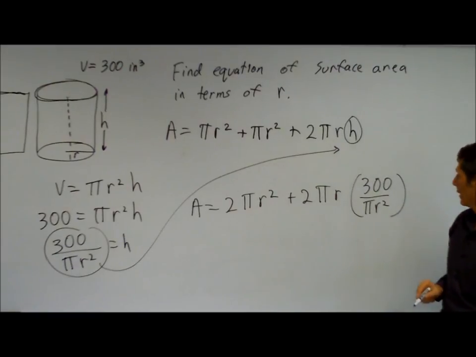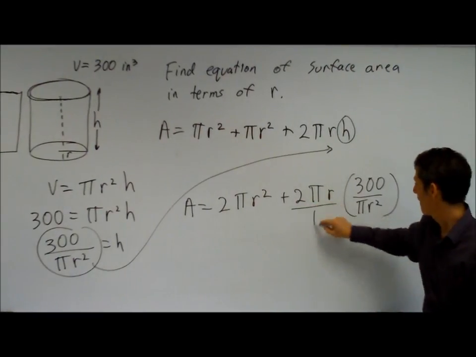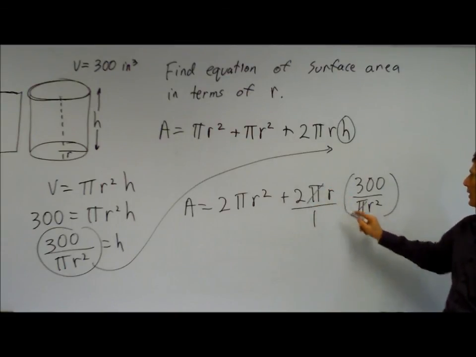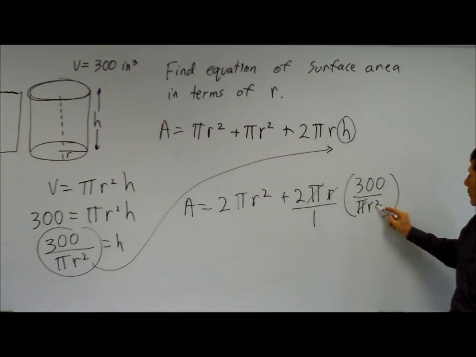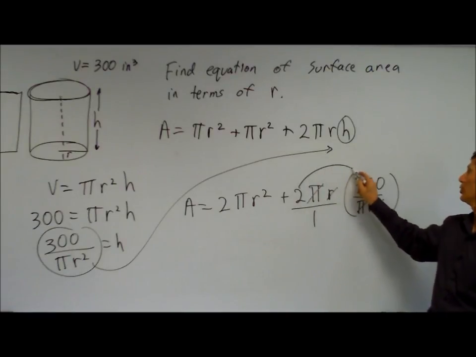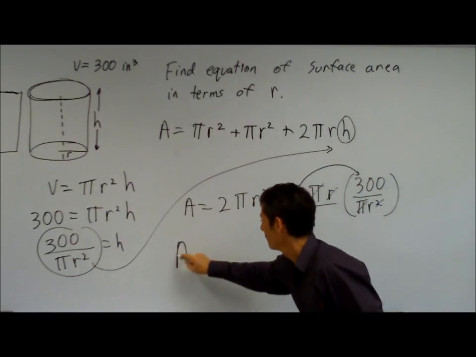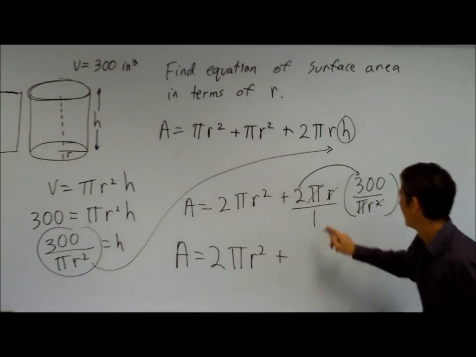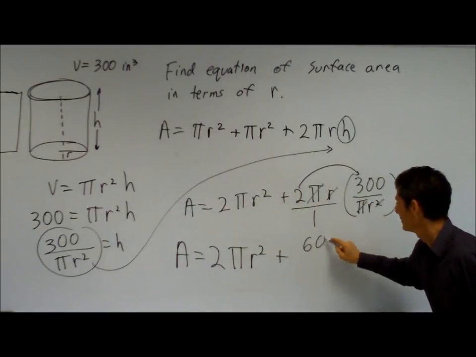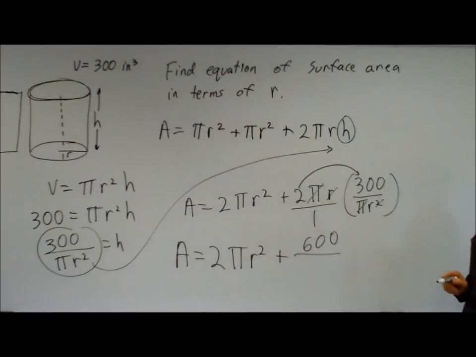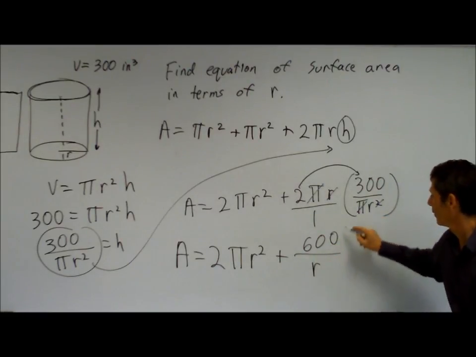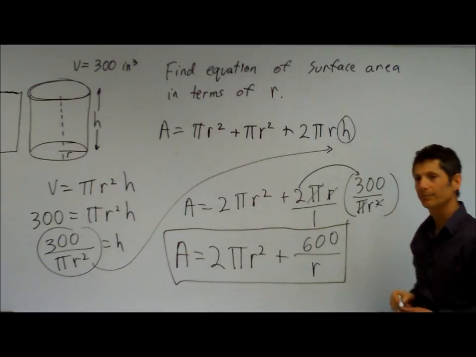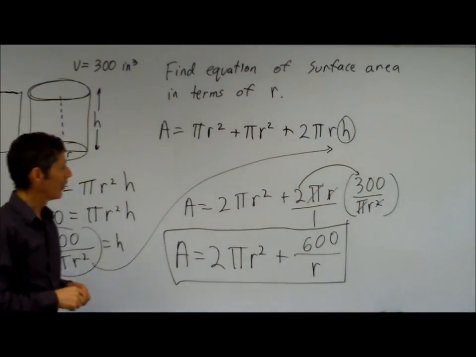Beautiful. A little simplifying action here. I have a pi upstairs, pi downstairs, one r upstairs, get rid of one r there, and I'm going to multiply that 2. And finally, I'm dangerously close to the end. 2 times 300, 600, and what do I have left on the bottom? I think you just got that r. I just have one r. And that is my area equation in terms of r. Oh, perfect.